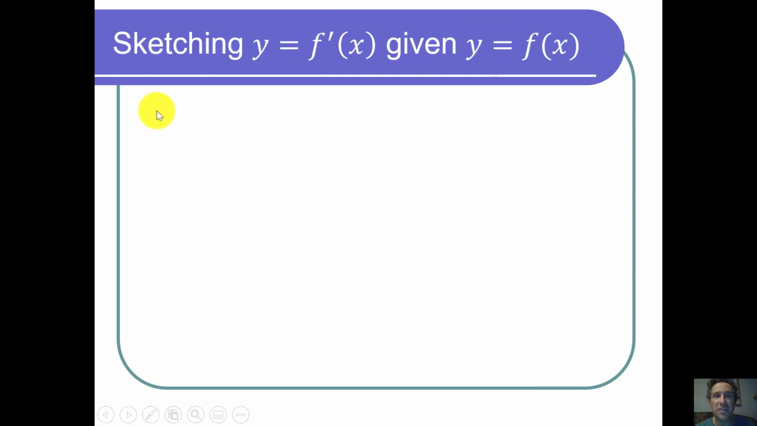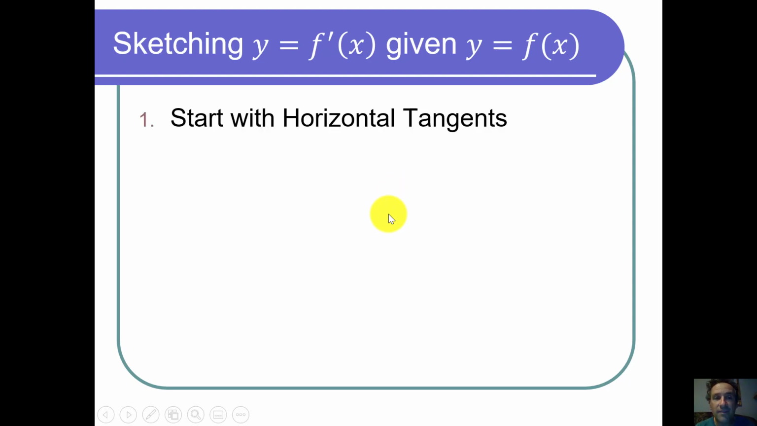The next thing we will do is that if we're given a graph of a function y equals f of x, how do we sketch the derivative of that function, y equals f prime of x? So here's kind of a step-by-step process that works pretty well. So step one is to start out by looking for any horizontal tangent lines. So look on the graph and see if it's flat anywhere.